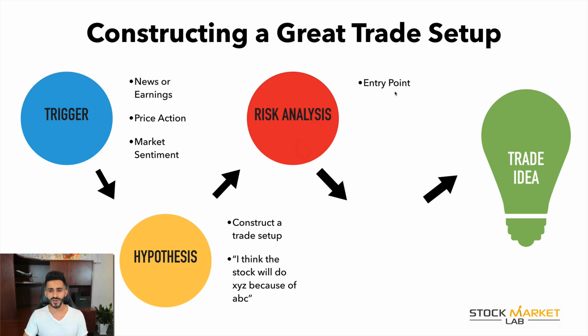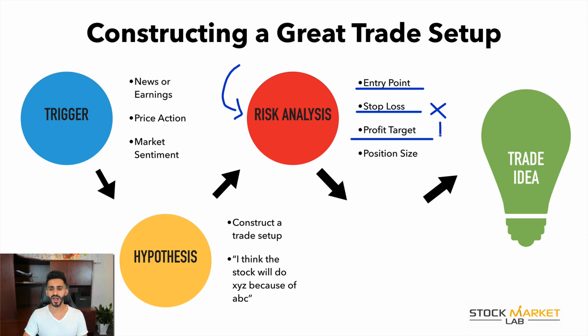Once you have your hypothesis, you need to go to your risk analysis. You need to find your entry point, your stop loss, your profit target, and position size. I'm going to break all of this down in the risk analysis section. But before you take on any trade, you should know where you want to buy. You should know where you want to exit if you're wrong. You should know where you want to take profits if it hits your profit target. You should have something called position sizing. That's part of risk management, and I will break that down once we get to it.